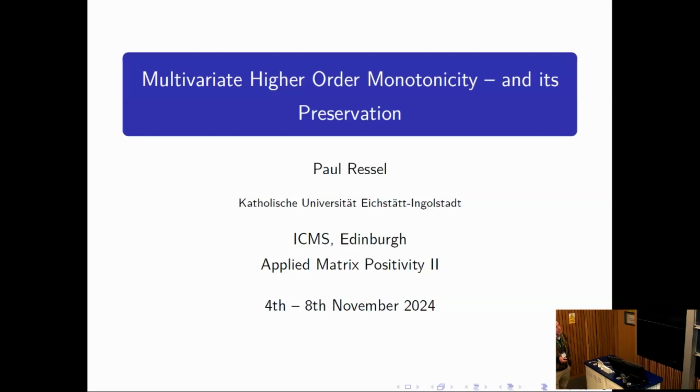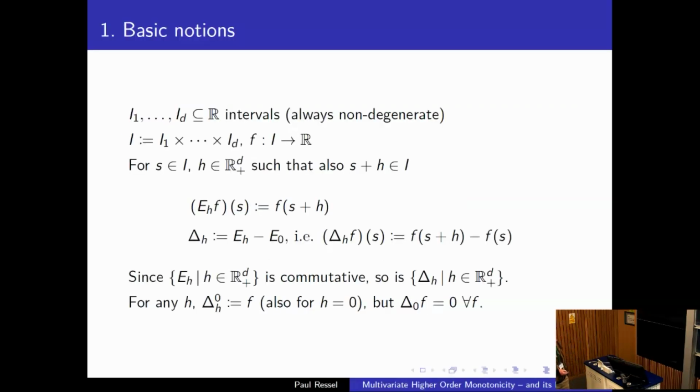Positivity. Monotonicity is in a way one step further than just positivity. It means that differences are positive, and higher order means that differences of differences are positive, and so on. So that's the connection.